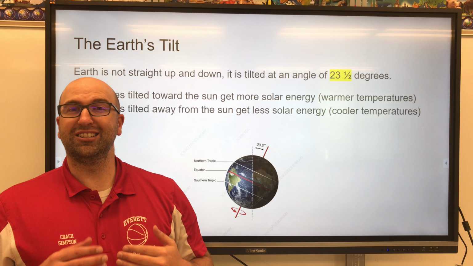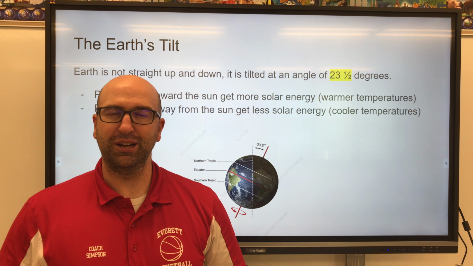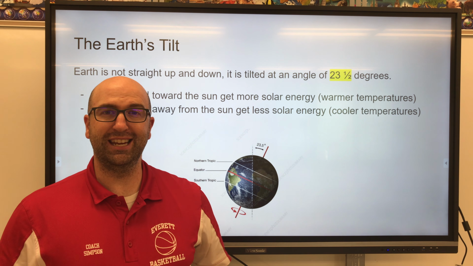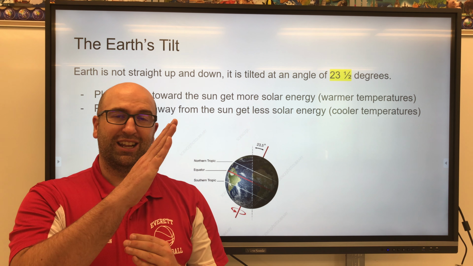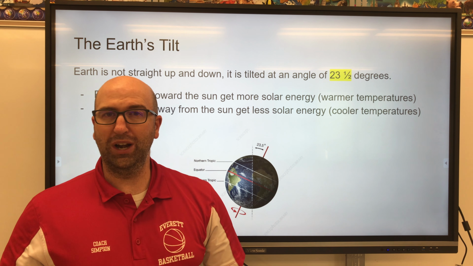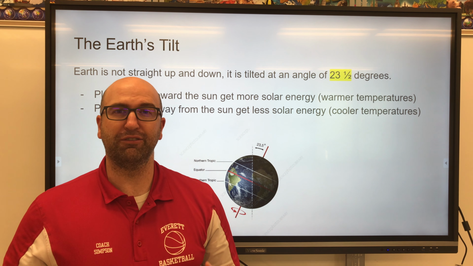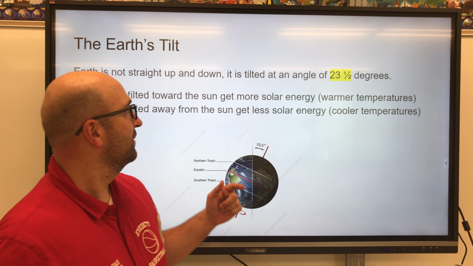We also said that the tilt of the Earth affects how much solar energy parts of the Earth receive. The Earth is not just sitting straight up and down. The Earth is tilted at an angle of 23.5 degrees. And that 23.5 degree angle plays a very important role that we'll see in a future slide.